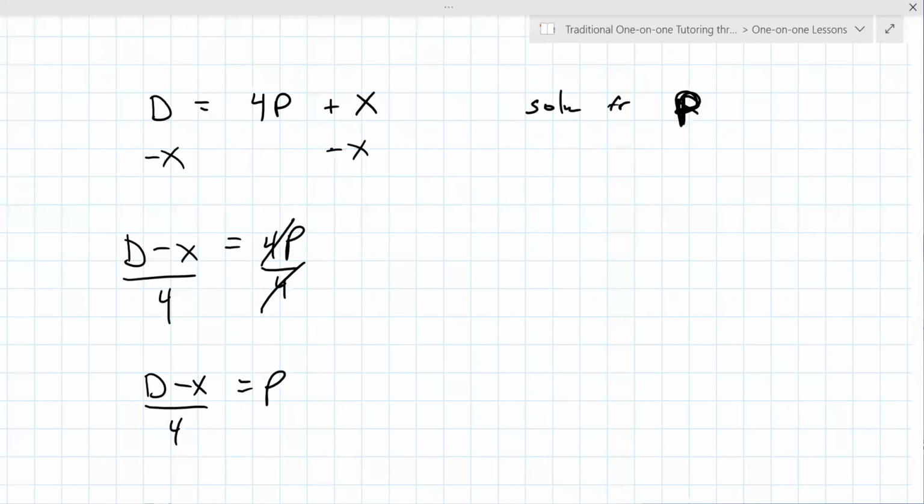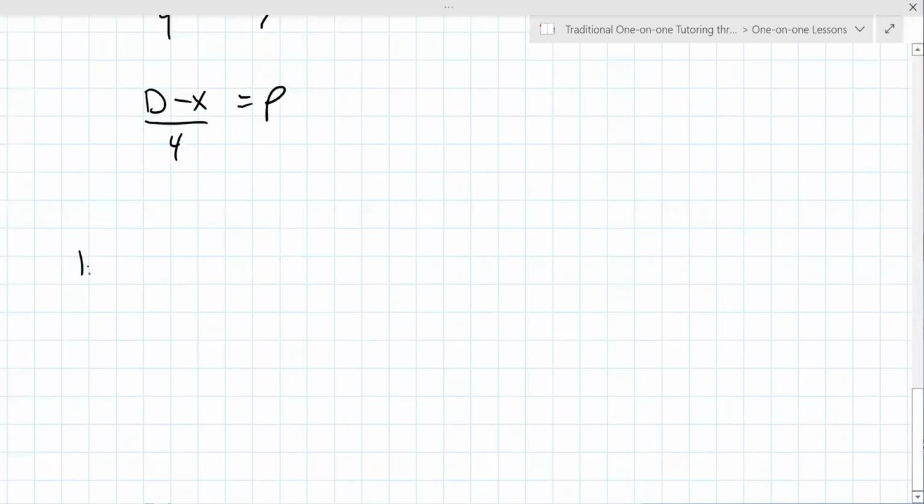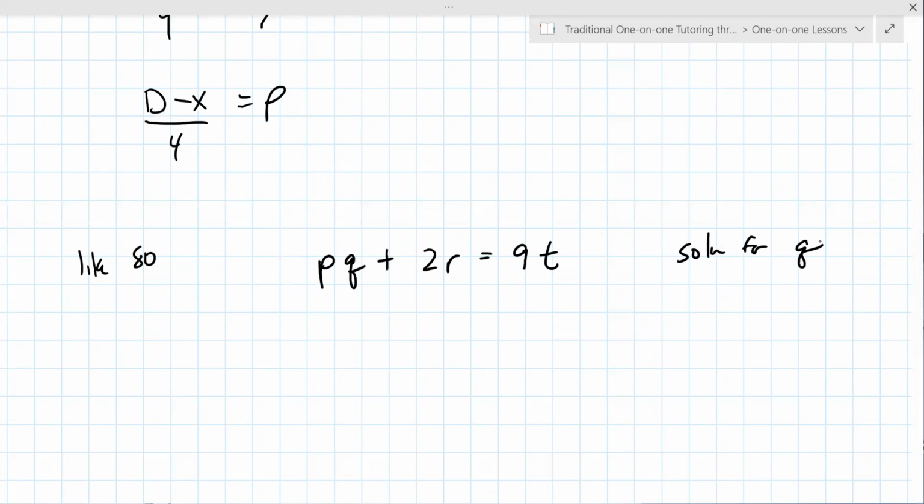Okay, let's look at one that's kind of like that. I'm going to try to do a little better here. PQ plus 2R equals 9T. I want you to solve for Q. And it's the PQ, the Q on the P? Yes, solving for that Q.